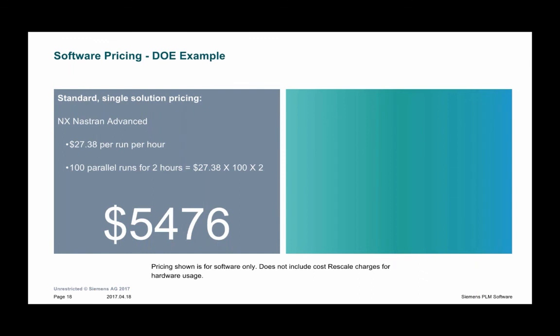So just to give you a clearer idea of the cost savings of performing a DOE with NX Nastran on Rescale, let's look at this example. Let's first consider what it normally might cost you to perform a DOE without the special pricing that we have for this. In this case, using the NX Nastran Advanced module, a single run costs $27.38 per run per hour. If we were to use this price as a basis for a DOE run that might require 100 parallel runs over 2 hours, your total cost for that DOE is close to $5,500.